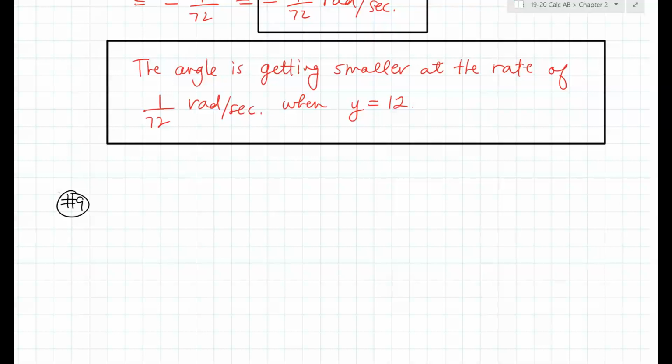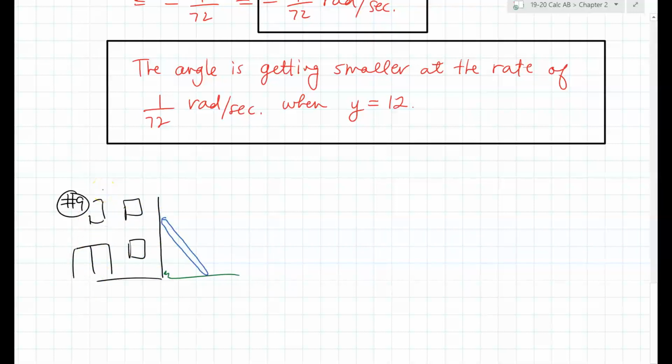So almost the same setup, right? We have a building, we have a ladder. And we know that's 13 feet. But they want to know the change in area. Here's x, here's y, and they tell us that dx dt, the rate of change that the ladder is being pulled away, is 8 inches per second, which will become 8/12 feet per second, right? So if you reduce that, that becomes 2/3 feet per second.